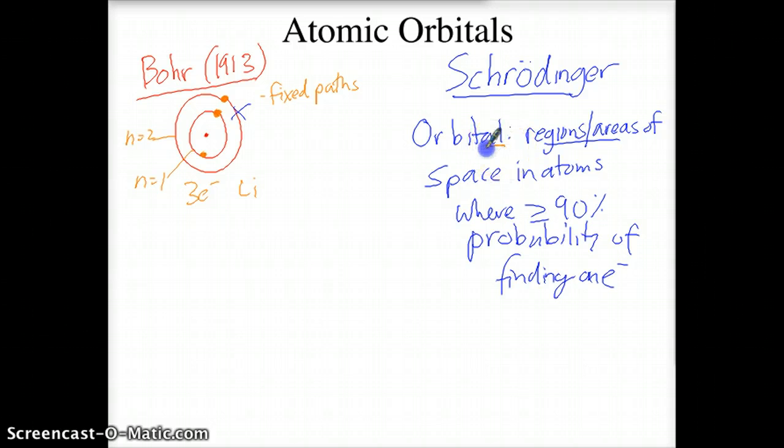But this is a pretty radical idea. We're getting away from this idea of fixed orbits and actually saying, well, no, electrons aren't in fixed orbits. We do have data, emission spectra, I should say, that show there's only certain bands for different elements, which means that there are only certain energy levels where electrons can be found. But those energy levels don't really look like rings anymore. They're actually 3-dimensional areas of space. So what do I mean by that?